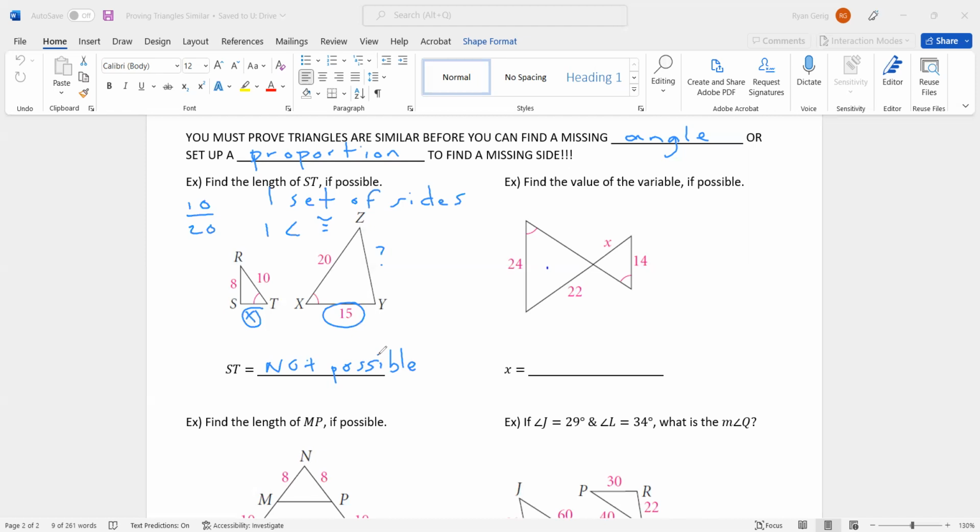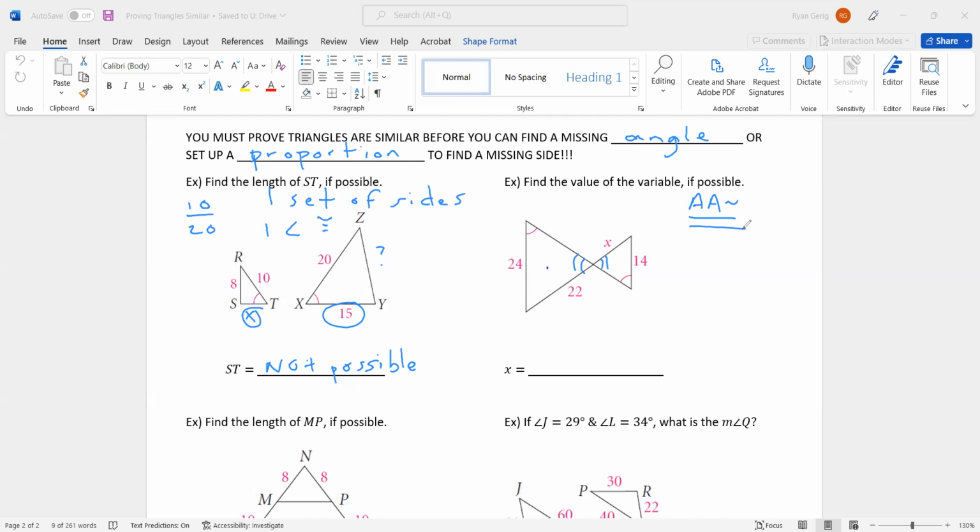All right, so next one. I've got an angle congruent to another angle. Do I have anything else here? Well, I've got 14 matching up with 24. I have X matching up with 22. Do I have any other angles? Hopefully you see that we do. Why are these congruent? Those would be vertical angles. So vertical angles theorem. So I have 2 angles congruent to 2 other angles. These are similar by angle-angle similarity. I need to do that first.